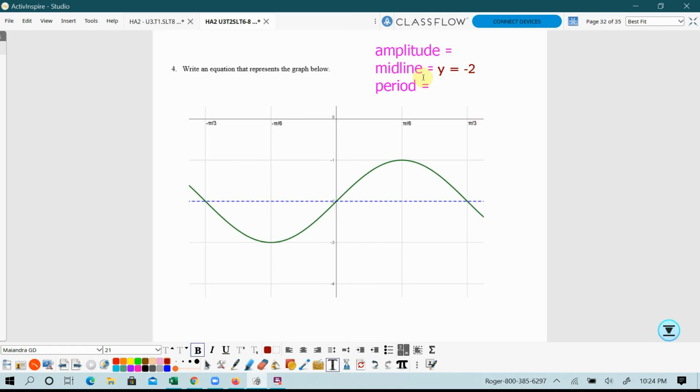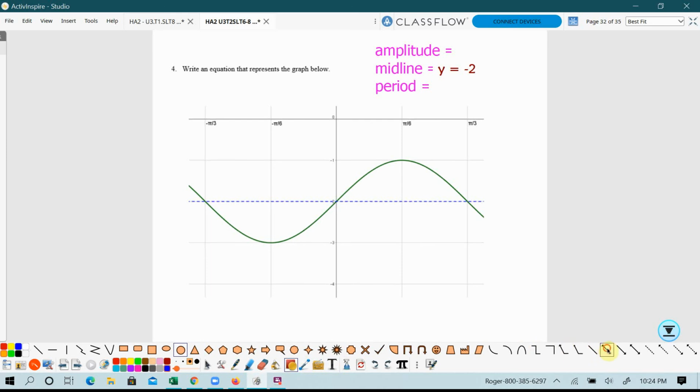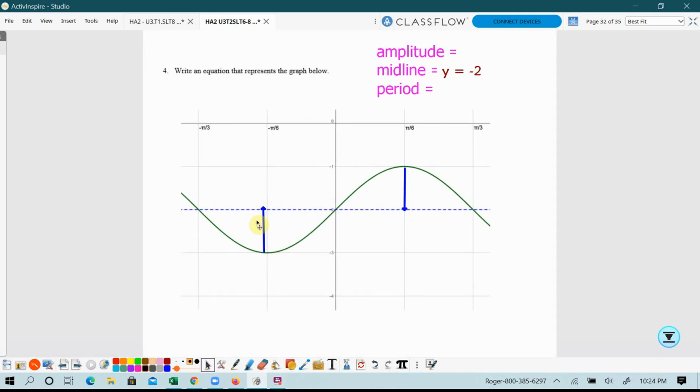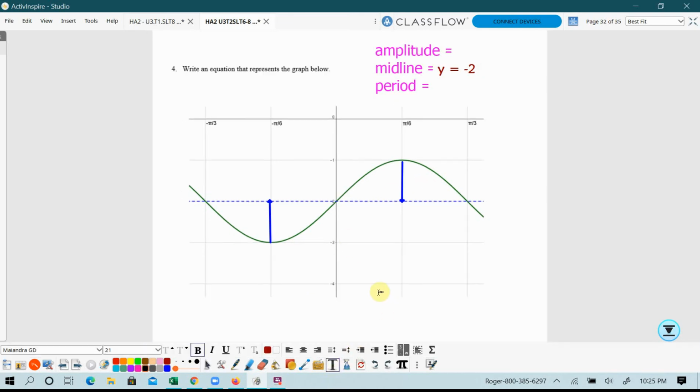Next is that I got the midline. I probably want to know what the amplitude is, so I'm kind of measuring out my distance here. So pretty much I want to know, in particular, how far is the midline to the max and the max to the midline. Essentially, that's what I want to know. Those two distances should be exactly the same. And they are 1 unit apart. So my amplitude is 1.